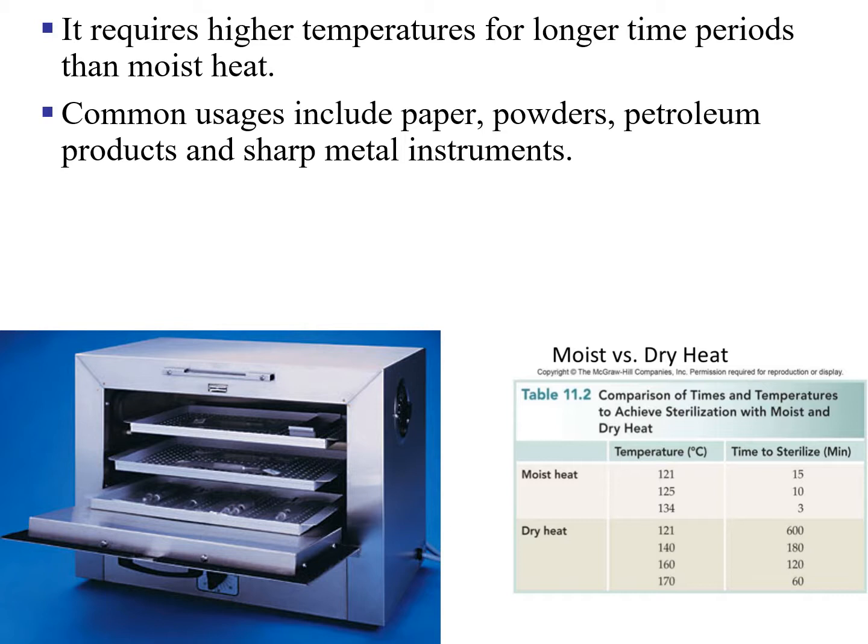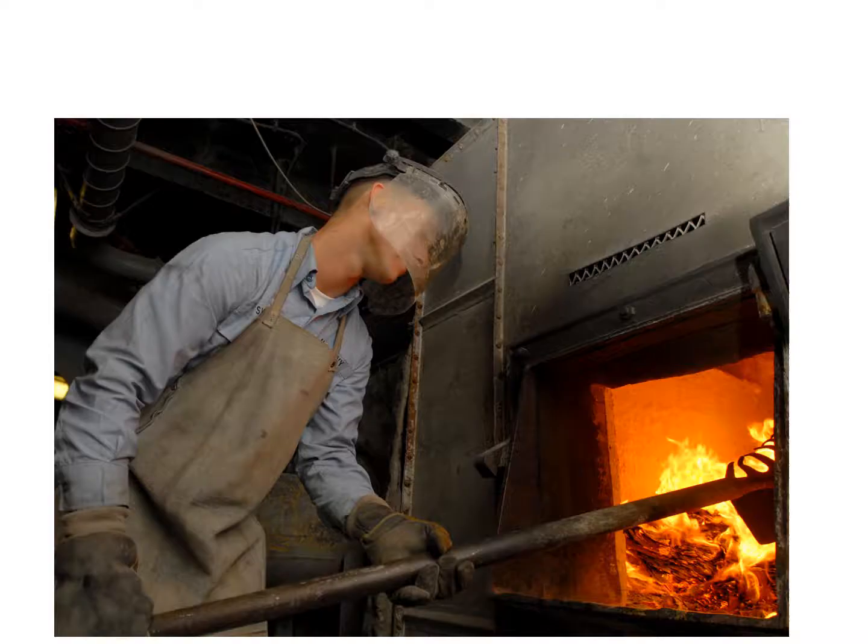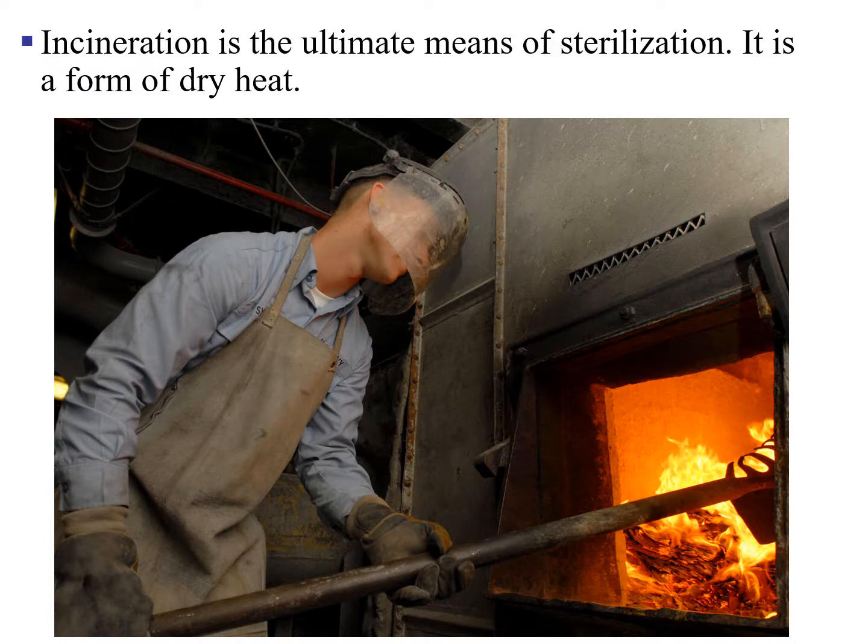Listed below, I have a chart to show you how long you need to autoclave versus how long you would need to dry heat sterilize something. Notice that at the same temperature, 121 degrees Celsius, which is what we use for the autoclave, with dry heat you have to leave it in there for 600 minutes, which is several hours. Incineration is the ultimate means of sterilization. It is a form of dry heat.